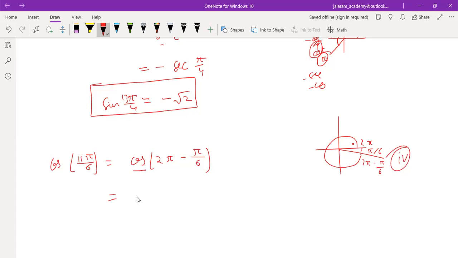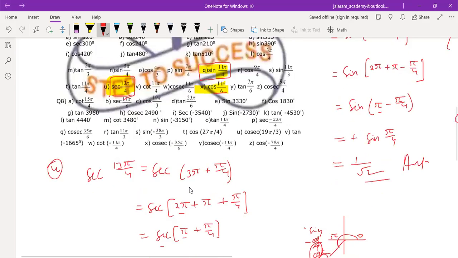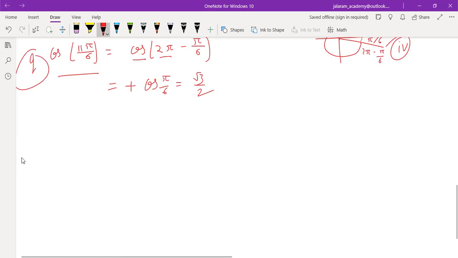And we know that in the fourth quadrant, cos is positive. 2 pi is a non-changer, so cos remains cos pi by 6, which is root 3 by 2. So this is the value of cos 11 pi by 6. Hope you have understood all these questions.